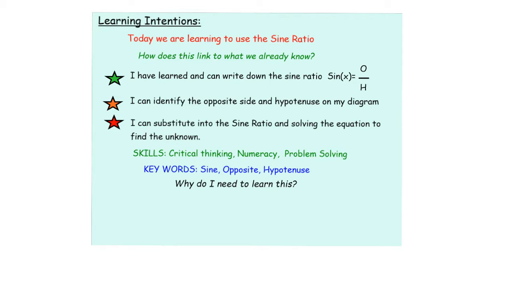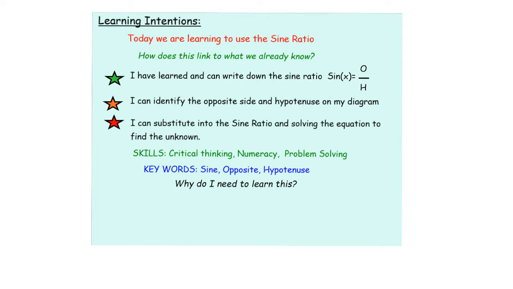So our learning intentions are that we can write down the sine ratio, which is that sine of the angle x is equal to the opposite side divided by the hypotenuse, and that we can identify the opposite side and the hypotenuse in the diagram, and then substitute the numbers into the sine ratio and solve the equation to find the unknown. So most of the skills are the same as what you've been doing for tan, except you're using sine instead.